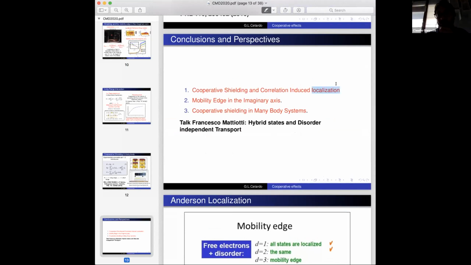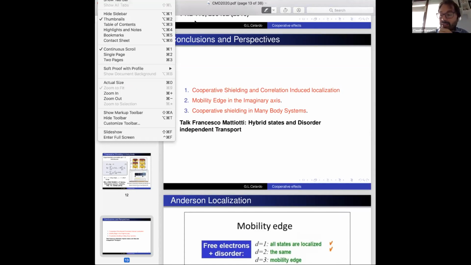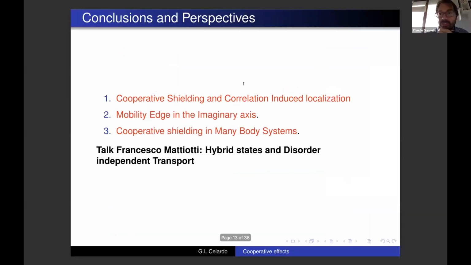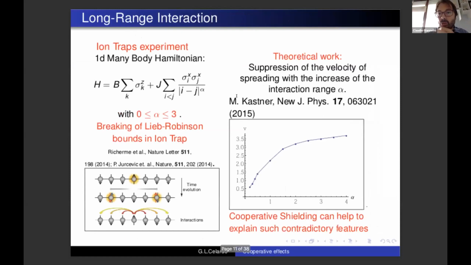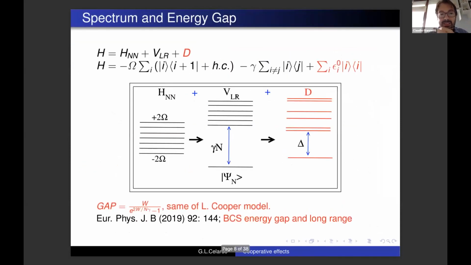I start, sorry, Luca, with a very general one from a poor experimentalist. So what is the difference between this cooperative shielding and what usually people call many-body localization, which is, I mean, localization with disorder in an interacting system?